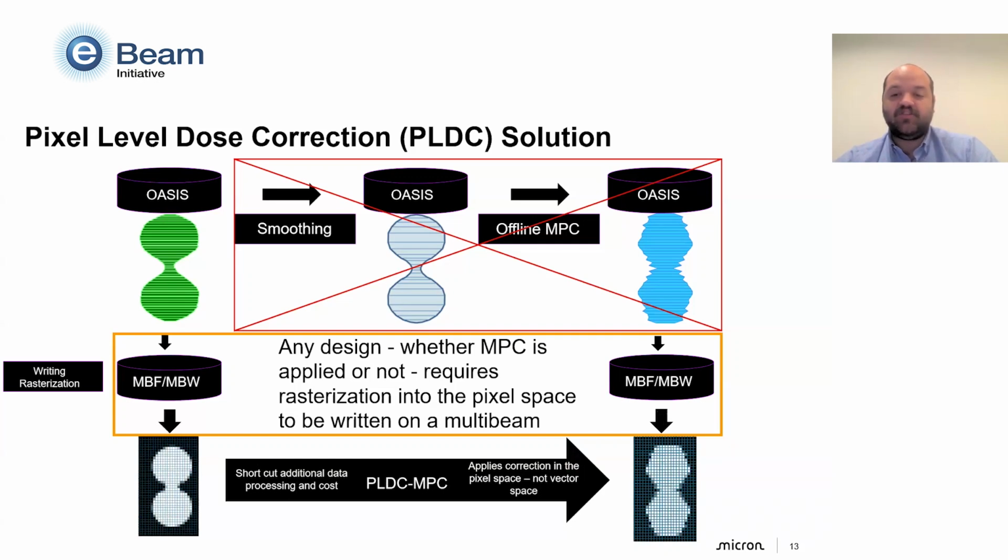This computation has the additional advantage of converging on a final MPC solution using the dosing information of the pixels directly. Conventional offline MPC does not know the dose regime in pixel space for the process used. So just to reiterate, instead of rasterizing from your post vector space into the pixel space and writing, you can simply skip that, go directly from the design, and using PLDC-MPC, apply the correction in the pixel space in real time. This is the proposal of PLDC.